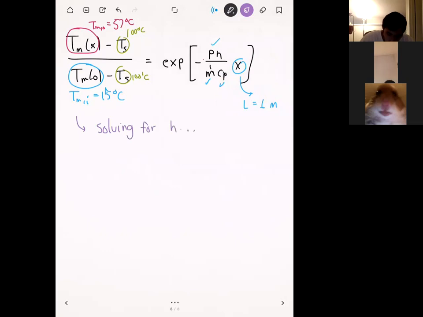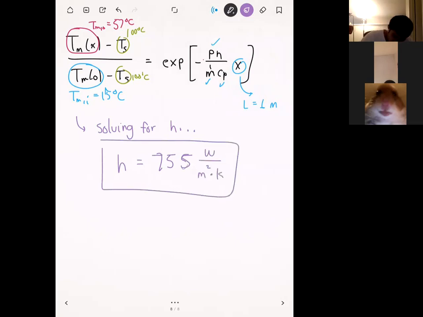Okay, and so, you can take the natural logarithm of both sides, multiply by all the other variables, and what you get is an h of 755 watts per meter squared K.